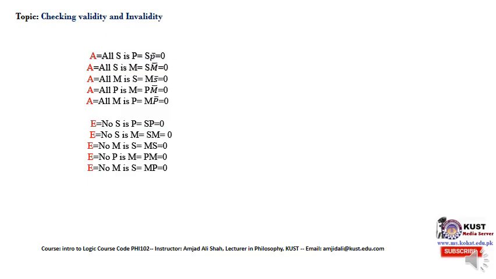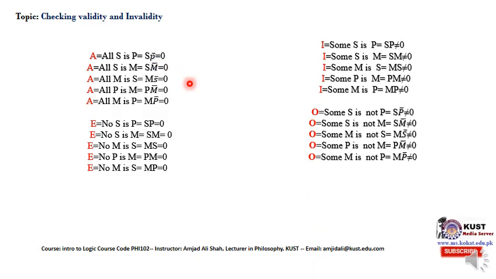So, students, if you remember the previous lectures in which I showed the diagrammatic representation of individual propositions: universal affirmative, like All S is P, in which the clause SP bar was shaded. Likewise, All S is M, SM bar is equal to 0; All M is S, MS bar is equal to 0; All P is M, PM bar is equal to 0; All M is P, MP bar is equal to 0. For the sake of convenience, these are the possible situations because we are using the middle term, the minor term, and the major term in a syllogism. So these are the possible scenarios.